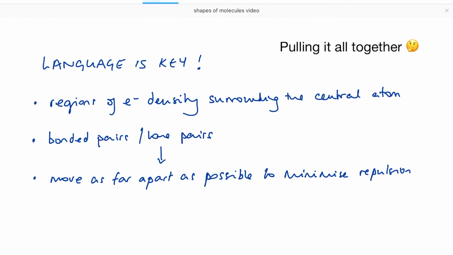If we're talking about why the bond angle is getting smaller in terms of lone pairs, then you would want to mention the fact that we have got more repulsion because these lone pairs are pulled in closer to the nucleus than bonded pairs of electrons.